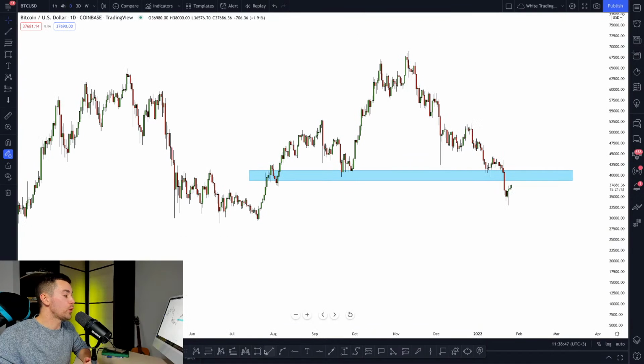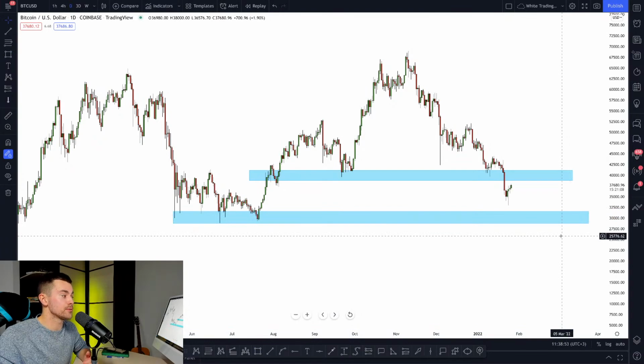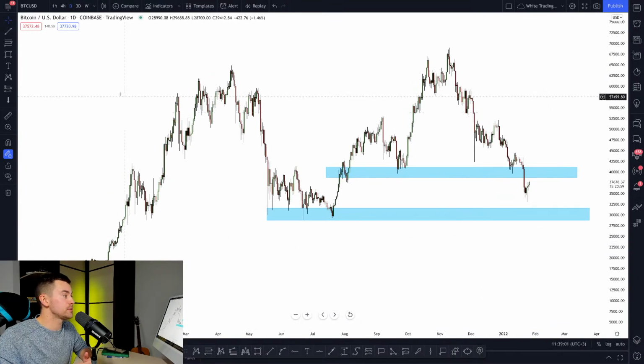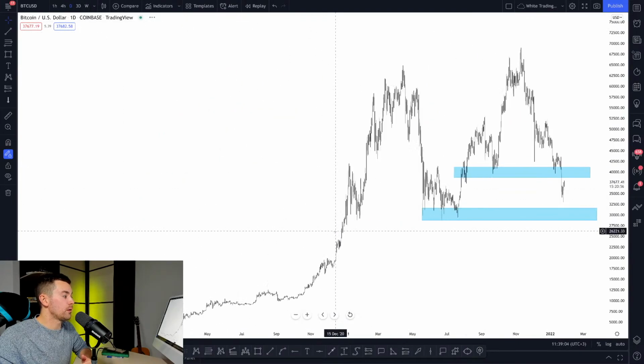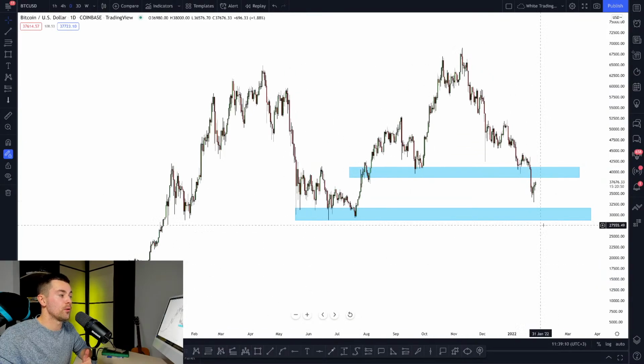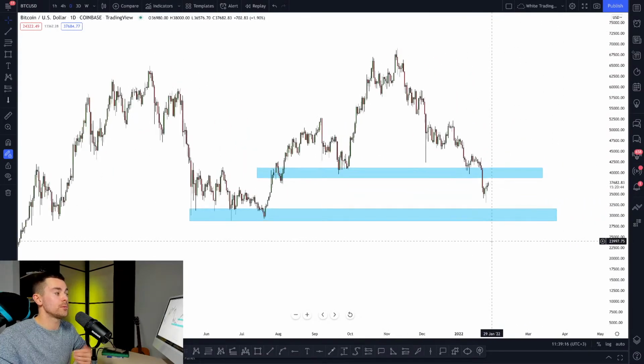Right now I'm patiently waiting for the test of that major structure around the 30,000 level. In my view, it is the last resort for buyers. In case that structure is broken to the downside, the next strong structure will be much lower. So watch carefully this 30,000 level. Once it is reached, I will look for long-term buying opportunities. I will look for the confirmation, and then I will look for the opportunities to buy Bitcoin.